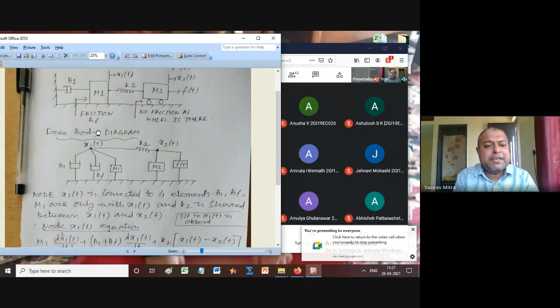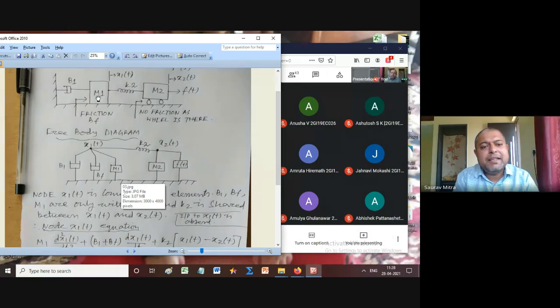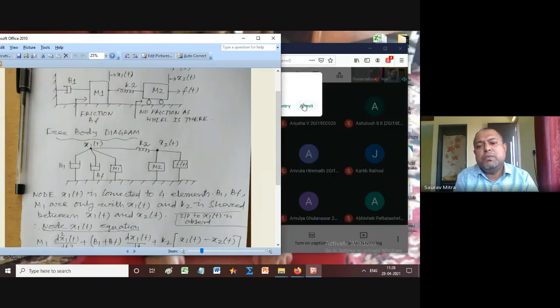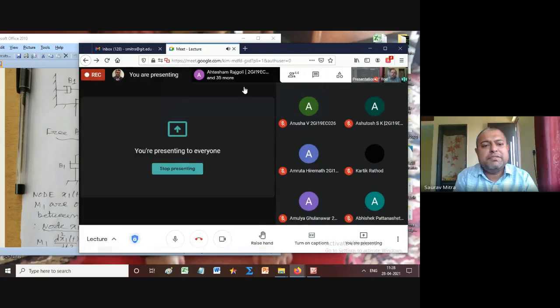Next, find x1(t). This is x1(t), and it is connected to b1. Between x1(t) and ground there is b1. This is x1(t) and this is the ground, a fixed wall. So b1 is there. Then between x1(t) and ground there is mass m1, and there is a friction force Bf. So that Bf is also there.